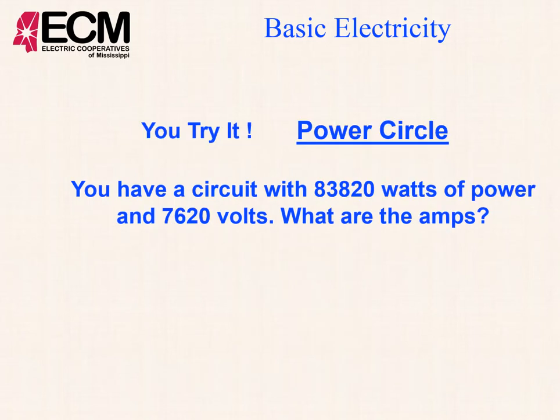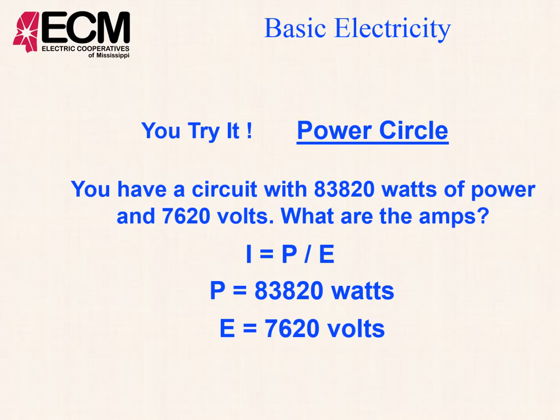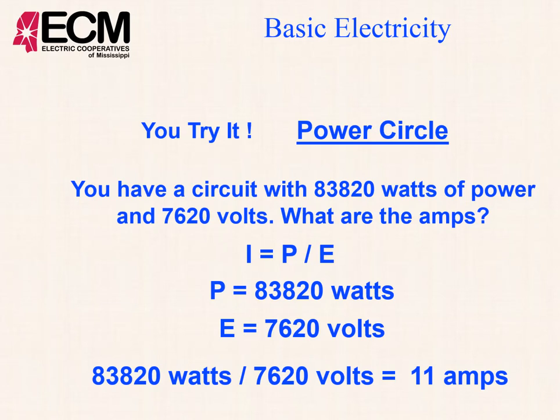So there's another one, a little different, of what we would see out on the power line. You have a circuit with 83,820 watts of power and 7,620 volts. What are the amps? Figure that up. It's pretty simple, same formula: voltage divided into the watts, the power. So you have 83,820 divided by 7,620 volts. Do the simple math, and there are 11 amps on that circuit.